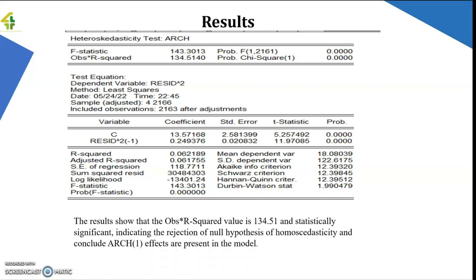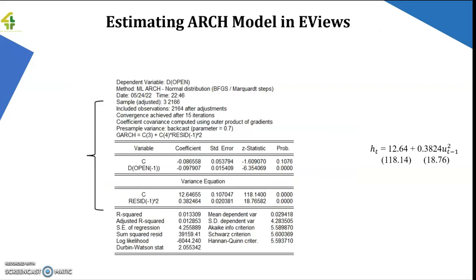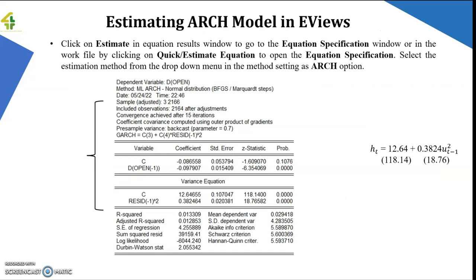So the result shows that the observed R squared value is 134.51 and statistically is significant, which indicates the rejection of the null hypothesis of homoscedasticity, and we conclude that ARCH(1) effects are present in this model. And this is how we estimate the ARCH model.